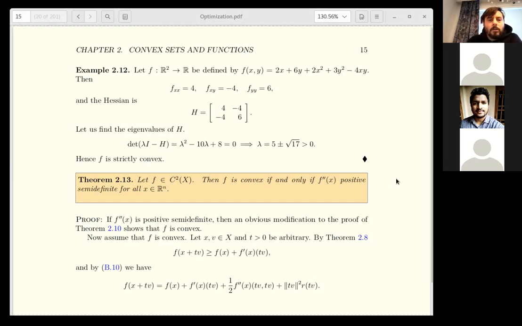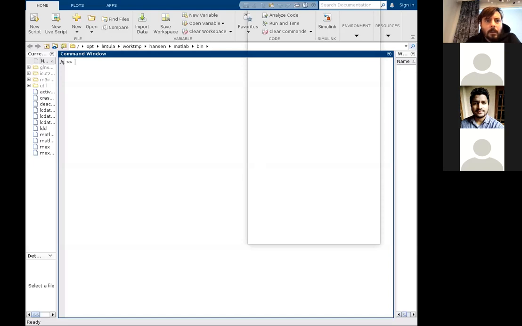So the way we can do this with MATLAB, for instance, let me find my MATLAB window. Over there. So let's share that. Here's MATLAB. Okay. So I'm going to write that matrix here. So we can do this. H is equal to [4, -4; -4, 6], right?